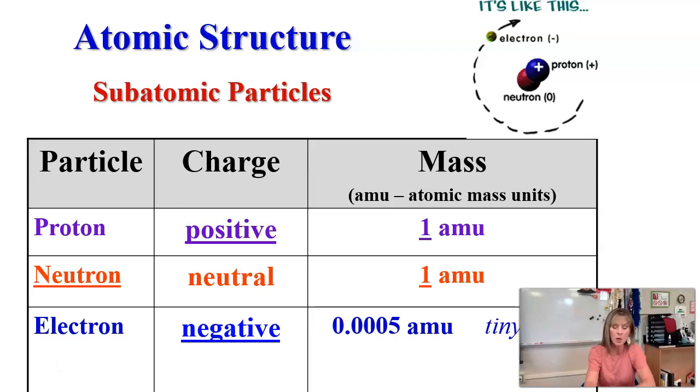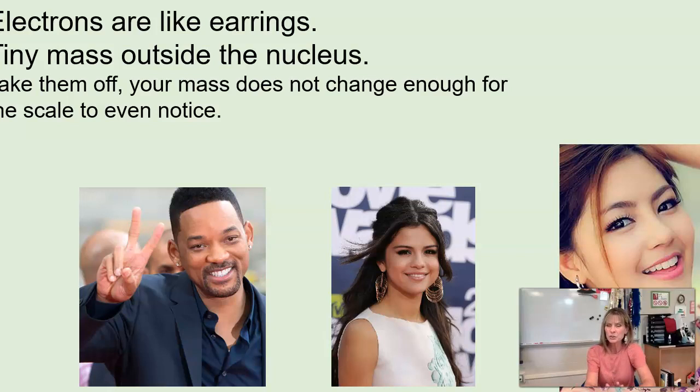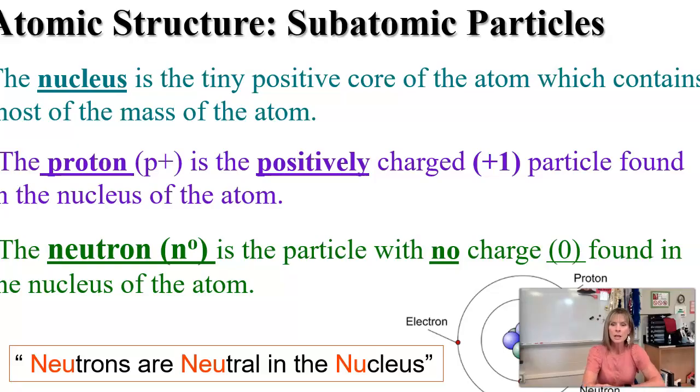They're really, really small. Okay, think of electrons as earrings. Electrons are like earrings, tiny mass outside the nucleus. If you take them off, your mass doesn't change enough for the scale to even notice it. So if I go step on my bathroom scale and I take my earrings off, nothing's going to change, okay? That's what electrons are like. That's how small they are and how little they affect the mass of an atom.